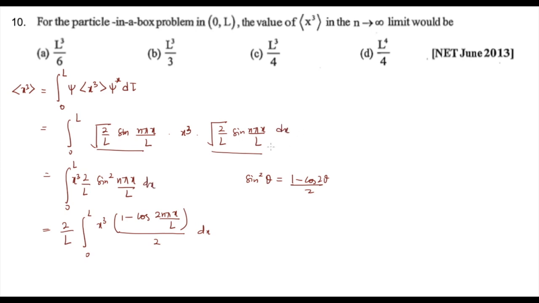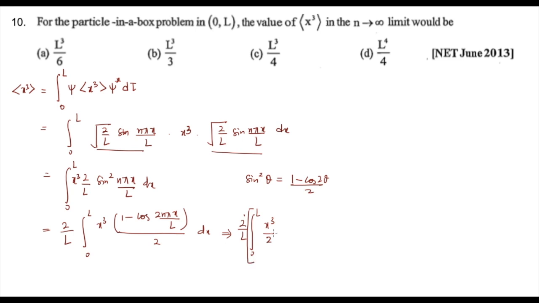That's what I was missing till now, so dx would be there. Now you can just separately divide it. You can multiply with x cube inside, and separately divide that. So it will be 2 by L integral from 0 to L, and it will be x cube by 2. That will be the first term of the integral.